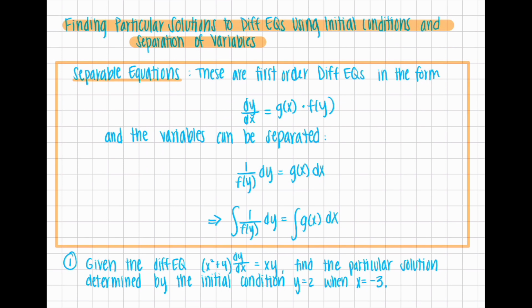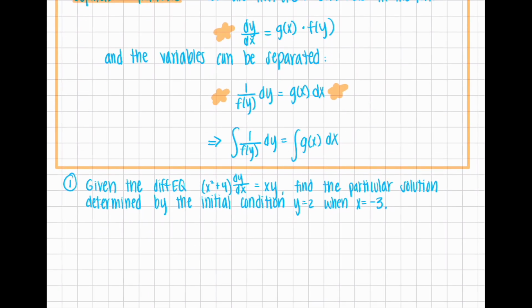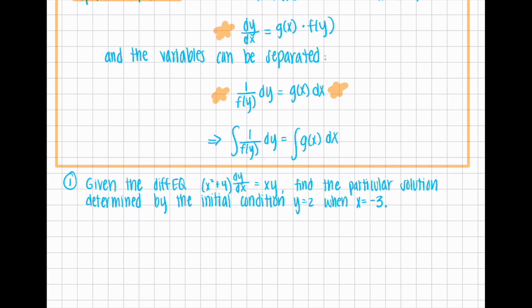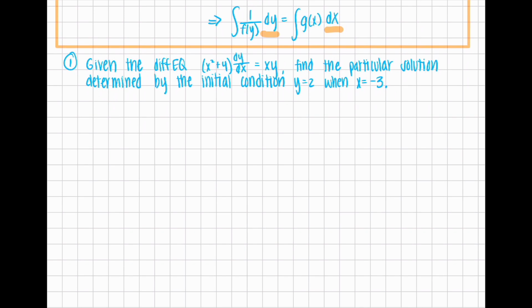So we have a generic form right here. I have some dy dx equals a function of x times a function of y. We can separate this by moving our function of y over on the left side, and our function of x stays on the right side. So we're putting all of our y's on one side and all of our x's on another side. From there, we're going to integrate both sides. We're going to integrate with respect to y on the left, and we're going to integrate with respect to x on the right. Once we do that, we can find our particular solution by plugging in an initial condition. So let's go through a few examples.